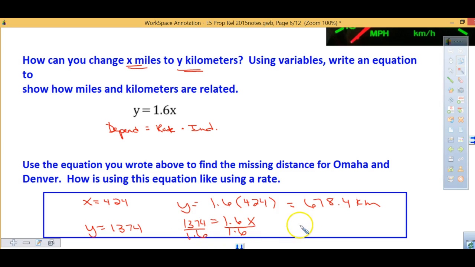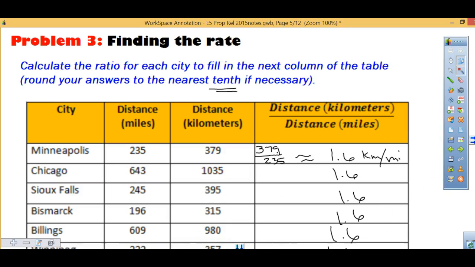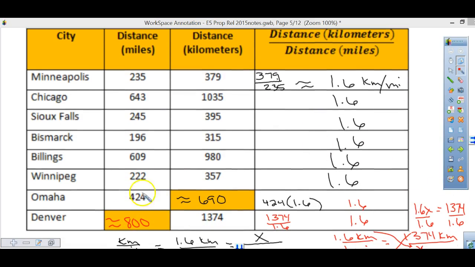And when you do your division, we are going to find x is equal to, in this case, if you were dividing 1374 divided by 1.6, it comes out to be 858.75. So we could say about 858 miles. So those of you, if you did that over here, this is also, we said in our graph, 800. This was also 858 as you were filling that in.